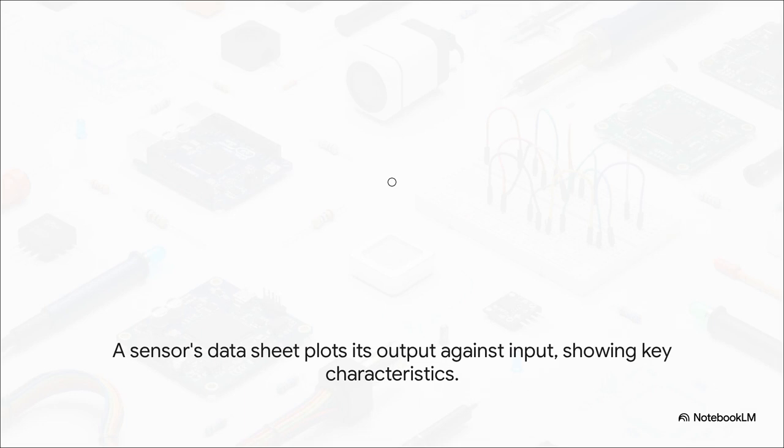It simply plots the sensor's electrical output against the physical thing it's measuring. The shape of that line tells you everything you need to know about its personality. So let's break this down.